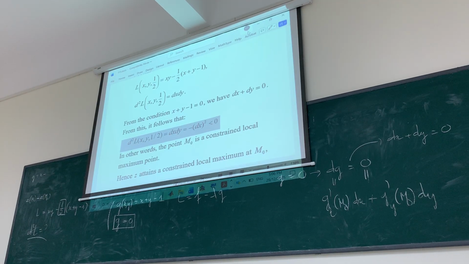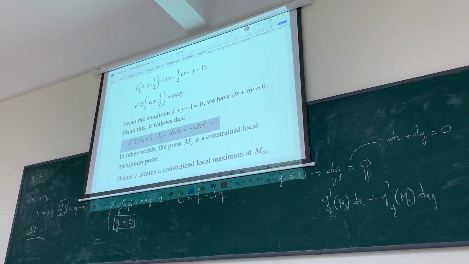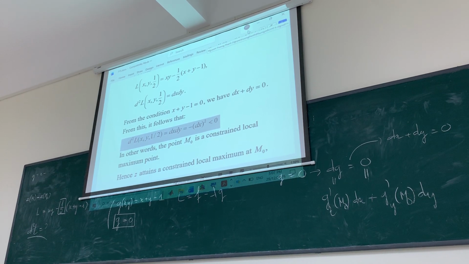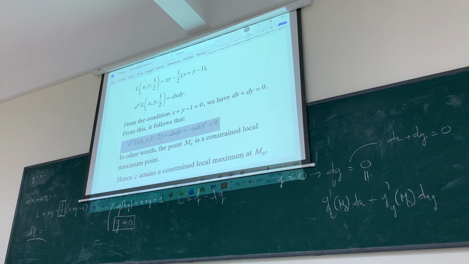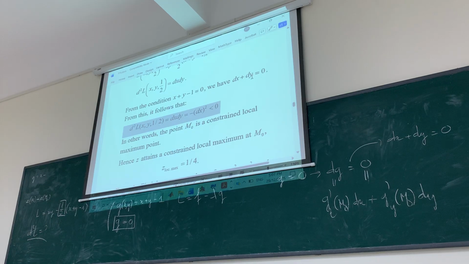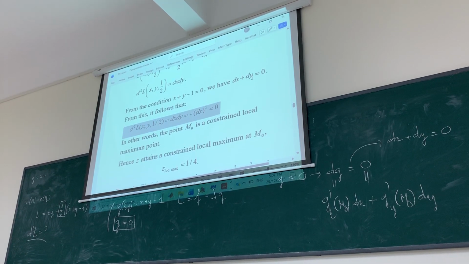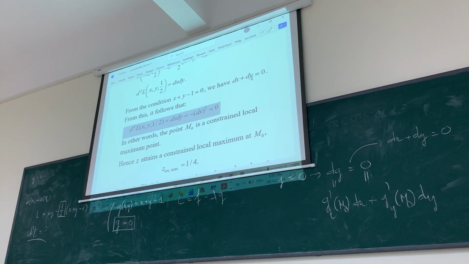D squared L is negative. In other words, the point M0 of the curve is a maximum point. Of course, we can estimate the local maximum. Z local maximum is equal to 1/4.